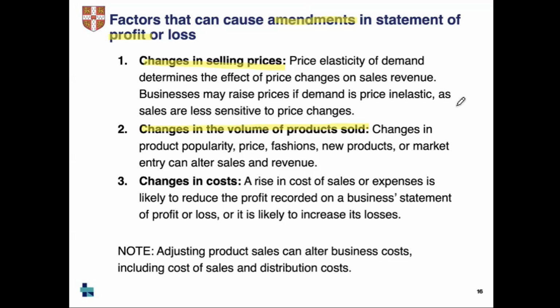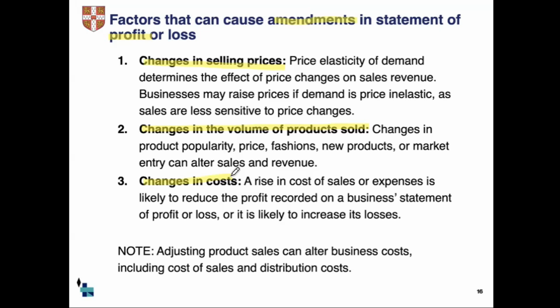All right. So we are looking at these factors that cause an amendment or a change in the statement of profit or loss. And the last one is change in cost. All right. So if our administrative cost is increasing or our distribution cost is increasing, that means that our statement of profit or loss is going to change in form. Either our loss is going to reduce, or our loss is going to increase, or our profit is going to increase, or vice versa.